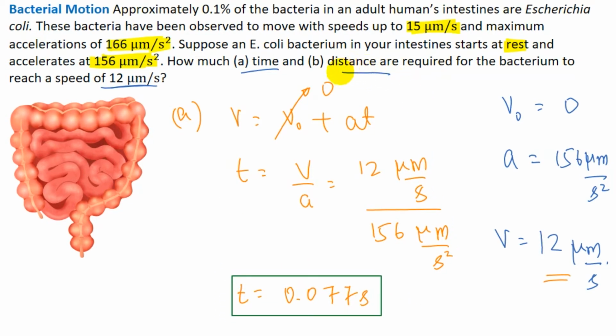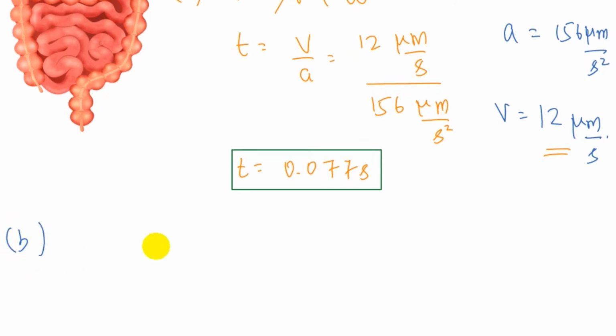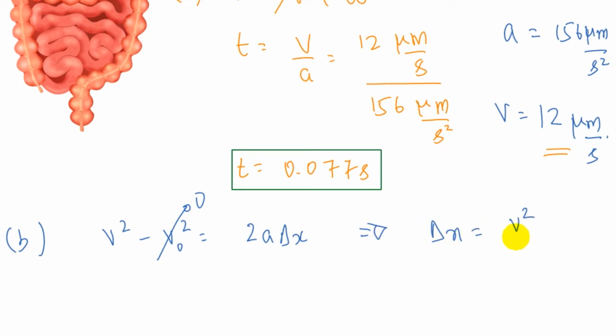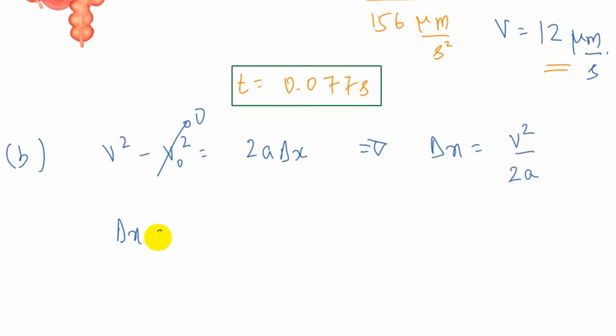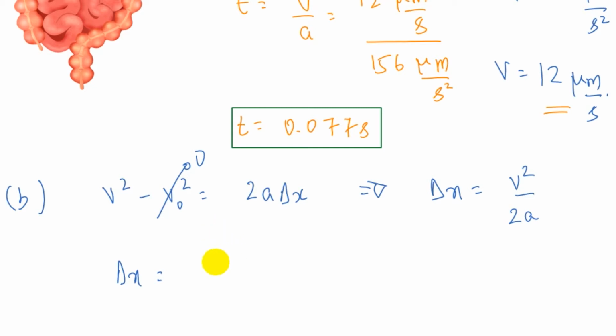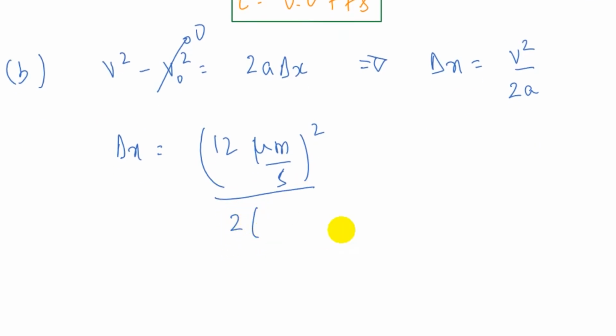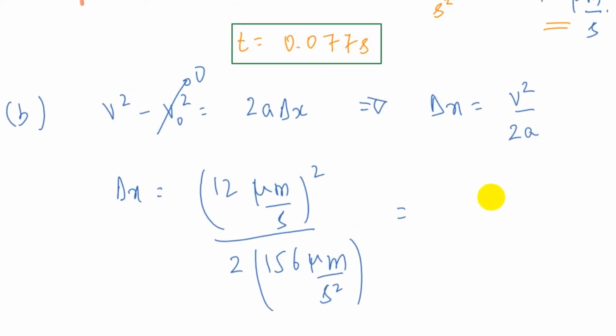Now in the B part we have to calculate the distance. For that we can use this equation: V squared minus V0 squared is equal to 2A delta X. Since V0 is 0, this whole value would be equal to 0, and from here delta X will be equal to V squared divided by 2A. Now you can put all the values. So delta X is equal to V, which we have as 12 micrometer per second, plugged in here and squared, divided by 2A. Acceleration we have 156 micrometer per second squared. Now we can solve this using our calculator and we'll get the answer to be 0.46 micrometer.